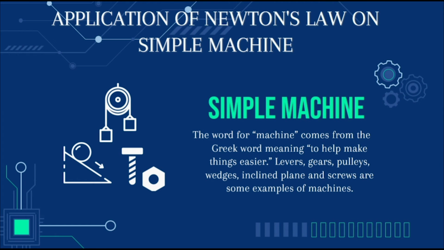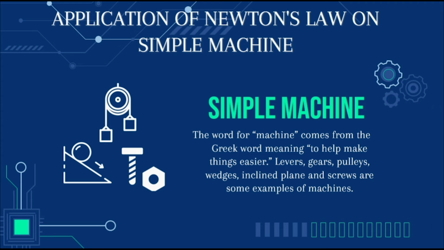Now I'm here to discuss its application on simple machines. But before that, what exactly are simple machines? Machine came from the Greek word mechein, meaning to help make things easier. A simple machine is by definition any device that changes the force direction or magnitude. Examples of simple machines are levers, gears, pulleys, inclined planes, wedges, and screws.